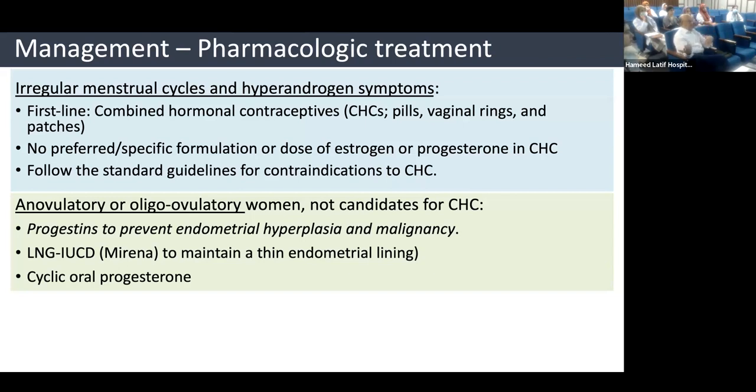After 3 to 4 days, they'll have periods. So that'll make a cycle of 28 days. Or Mirena to maintain a thin endometrial lining to avoid that. And cyclic oral progesterone. There used to be a mini pill, which was a progesterone-only pill available in some family planning centers, but that is not available anymore in Pakistan now. But we have a few preparations of progesterone available, which we can prescribe.